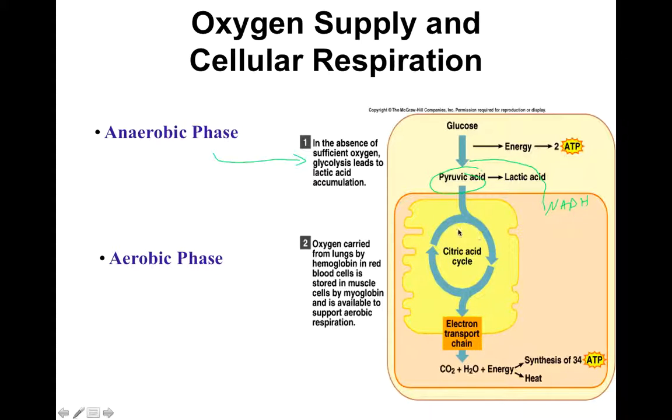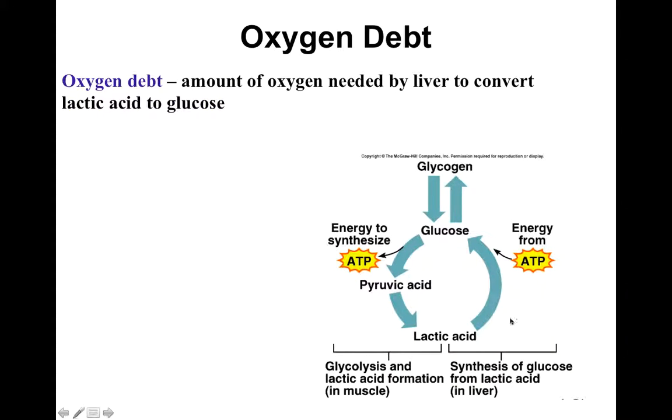And then we have the aerobic phase, which is the citric acid cycle and the electron transport chain. And in the citric acid cycle, we do make some more ATP, but we also make a lot of NADH as an electron carrier and FADH2 as an electron carrier. Both of those go into the electron transport chain. The electron transport chain is where we make most of our energy. We're going to make a lot of it here, but this requires oxygen. So we need oxygen for the electron transport chain to happen.